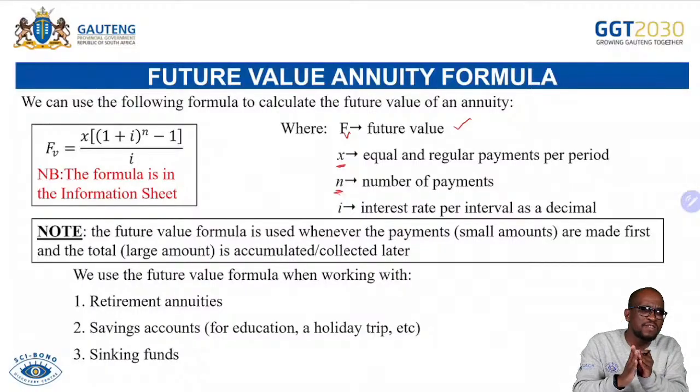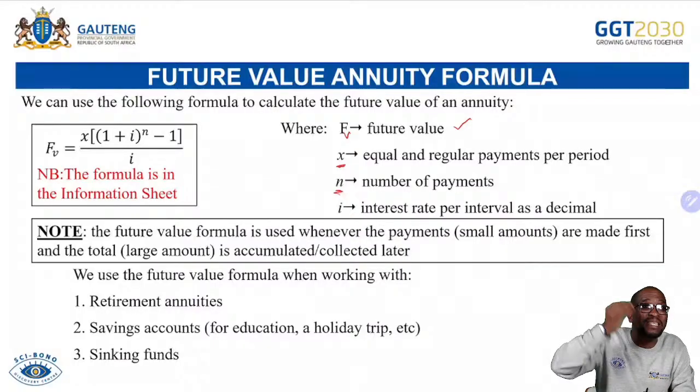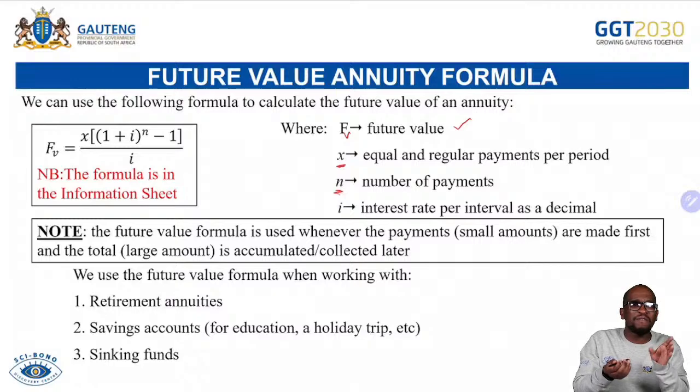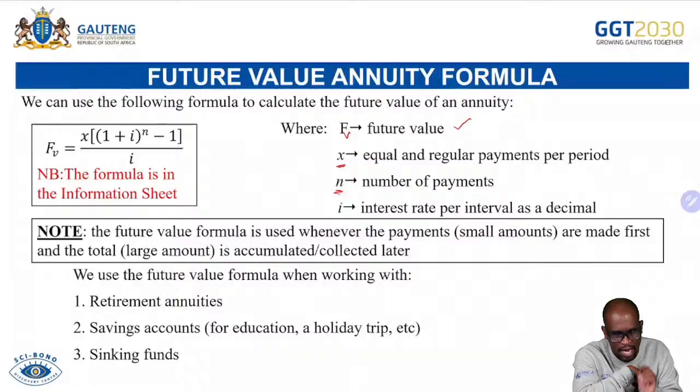So you need to be very, very careful here. N is the number of payments that you are making. It does not represent the duration of the investment period. It represents all the payments. So if there are payments that are skipped, if you're using the formula, you cannot include those payments. And I is the fractional interest rate as a decimal.